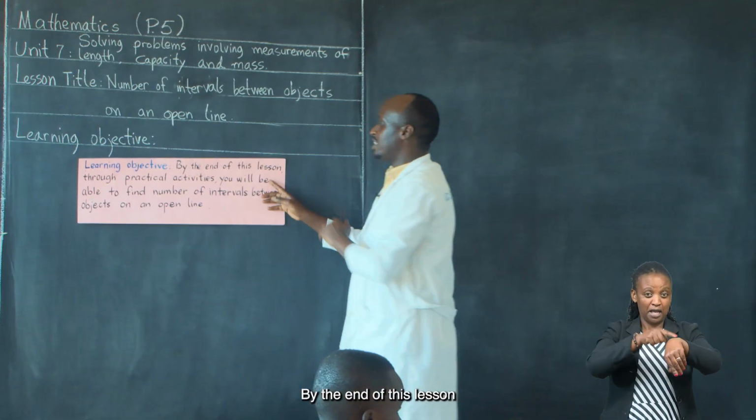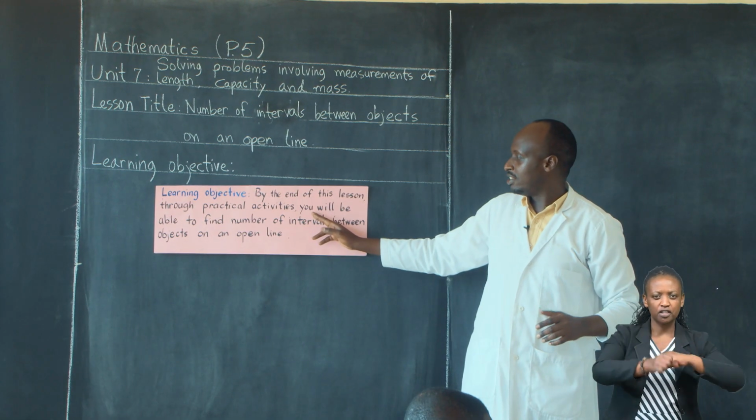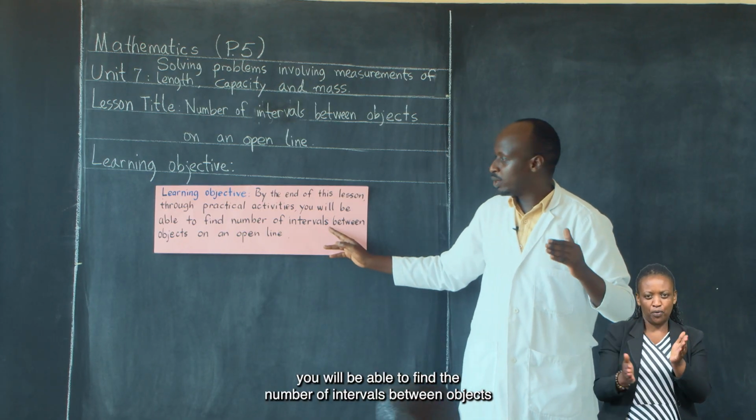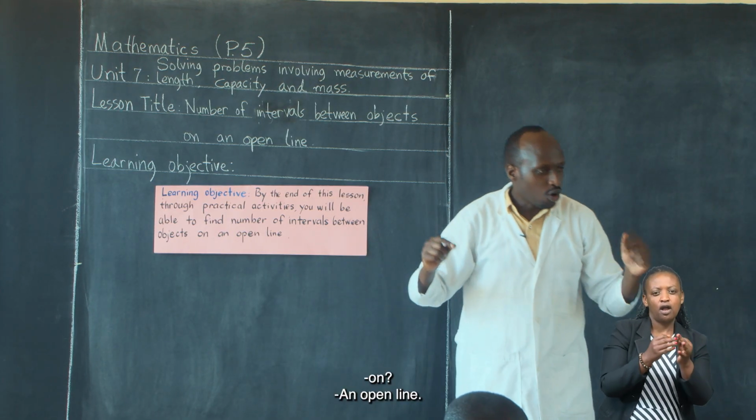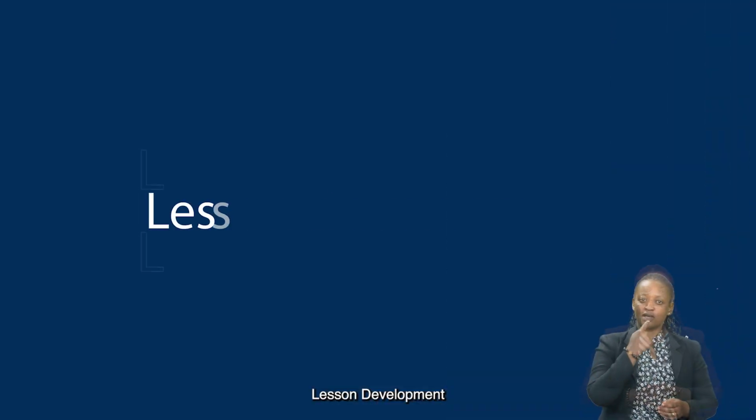Today's lesson objective is here. By the end of this lesson, through practical activities, you'll be able to find the number of intervals between objects on an open line. Lesson development.